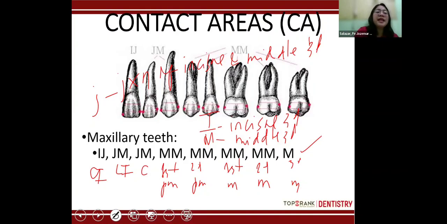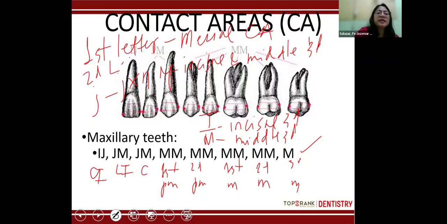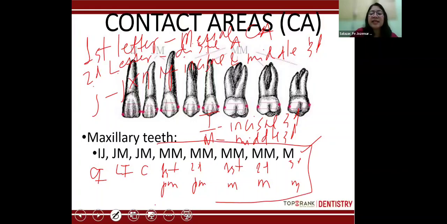Okay. Now, the first letter is the mesial contact area. The second letter is the distal contact area. Okay. Now, what did you notice? Lahat ng posteriors, nasaan ang kanilang contact area? Where is the contact area located in your posteriors, mesially and distally? Very good. For your posterior teeth, the contact areas are at the middle third.